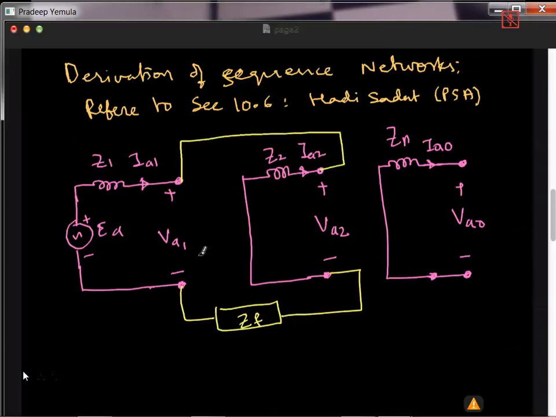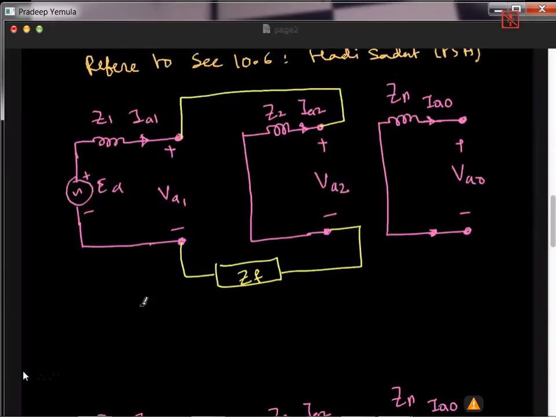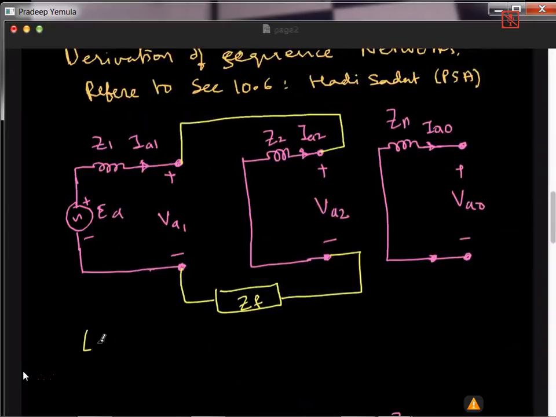From this you notice one thing. IA1 is exactly opposite to IA2. So the positive sequence current will be exactly opposite of the negative sequence current. And IA0 will be 0. So this is line to line fault.